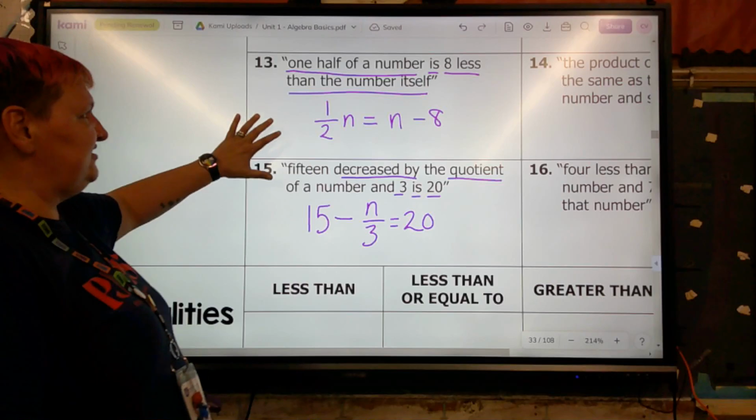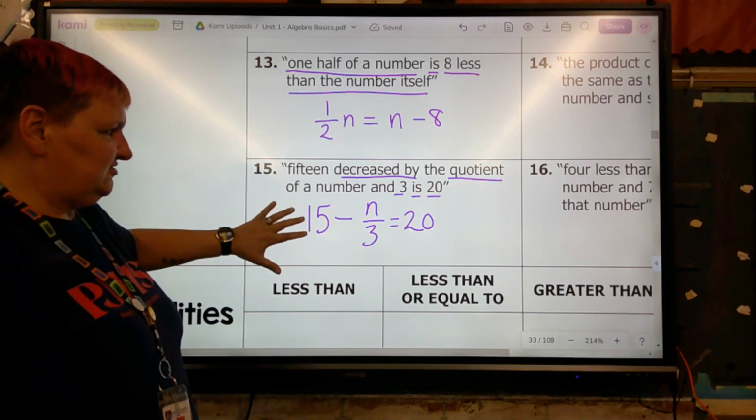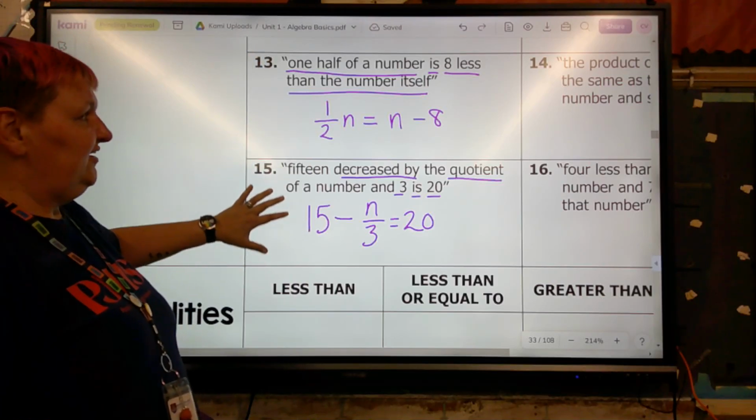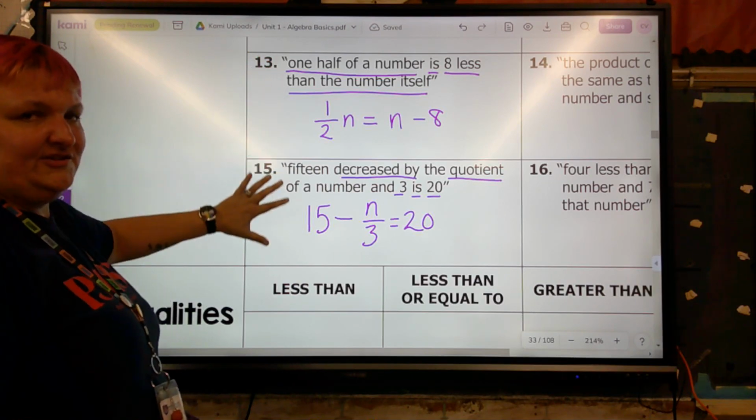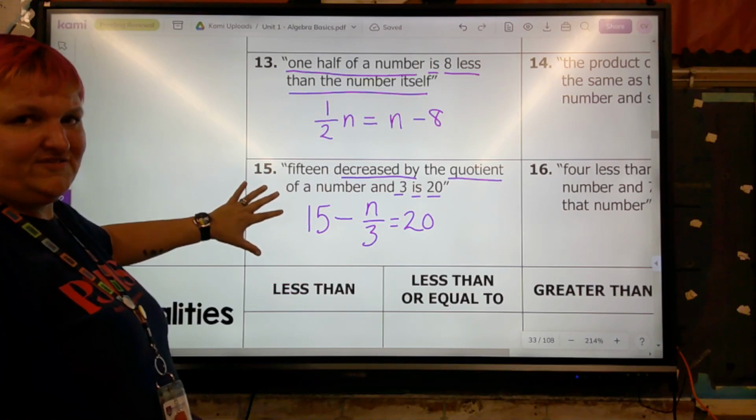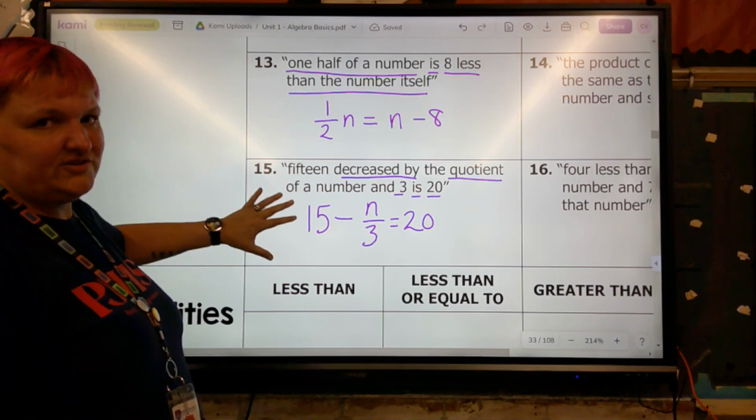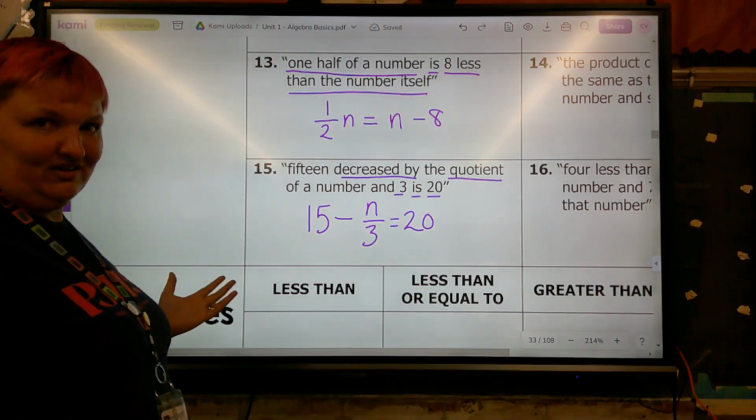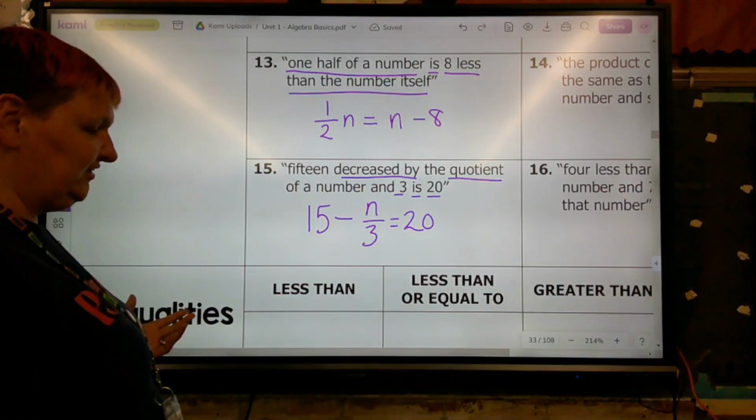You're literally translating from words to equations at this point. And if you have even the basic understanding of this by the end of this lesson, you'll be able to do word problems so much faster. Because all the key words are there, you just need to know what they are.